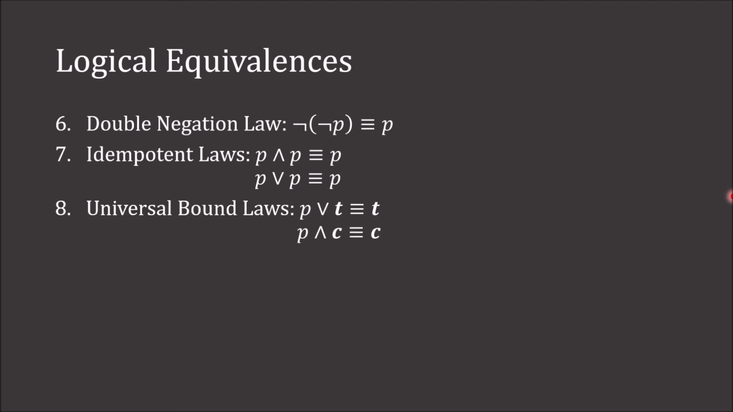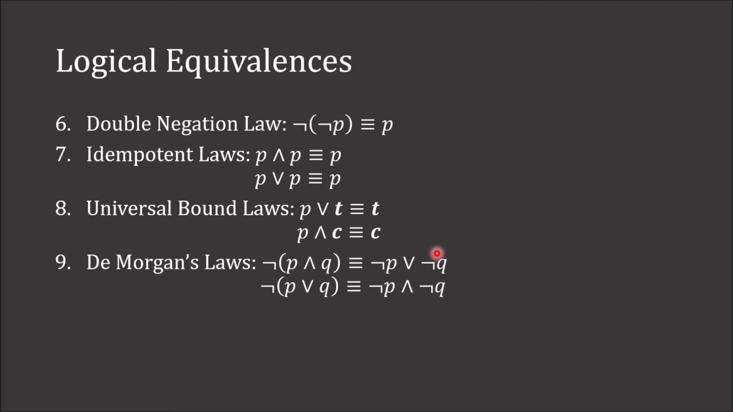Universal bound laws. P or a tautology results in a tautology. P and a contradiction results in a contradiction. De Morgan's laws. The negation of P and Q results in not P or not Q. The negation of P or Q results in not P and not Q. Roughly, you can think of this as applying the negation to everything. Essentially, the negation of a conjunction is a disjunction, and the negation of a disjunction is a conjunction.